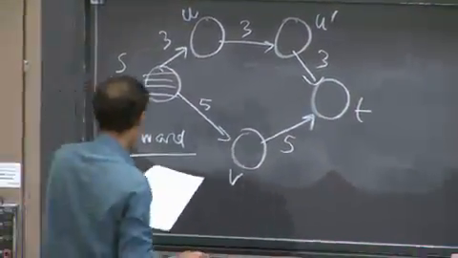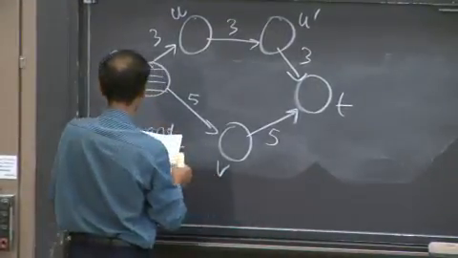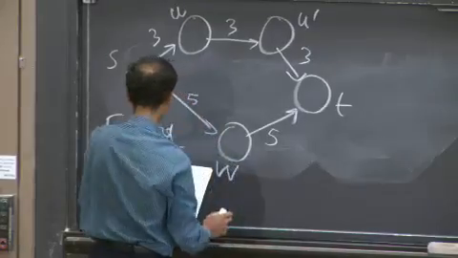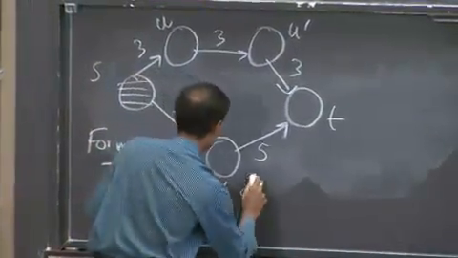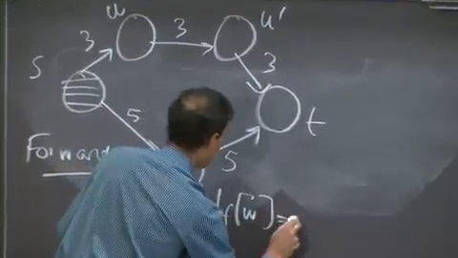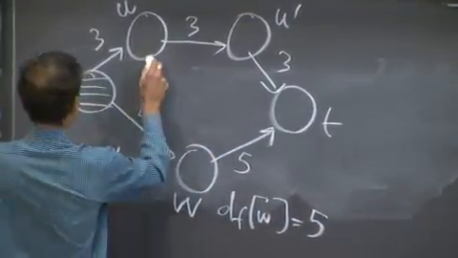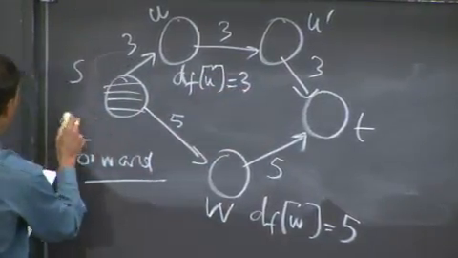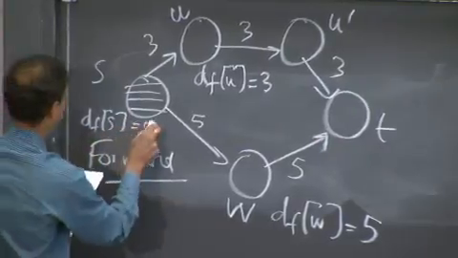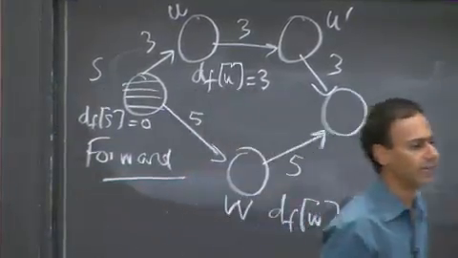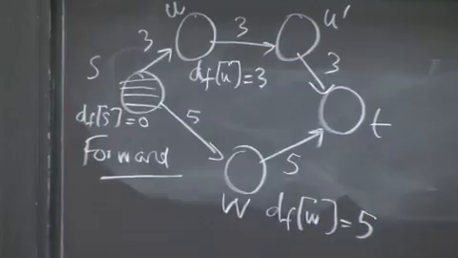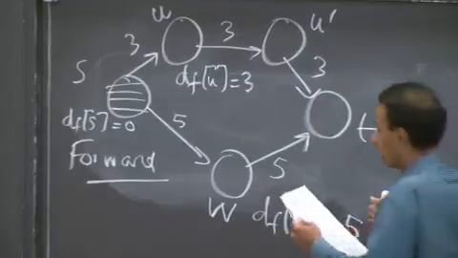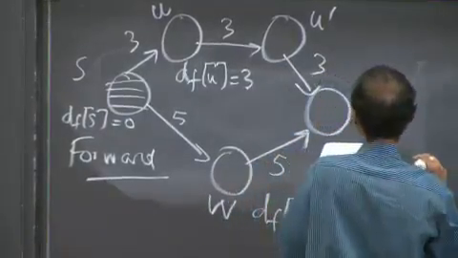Okay? So in the first step of the forward search, I'm going to be able to set, I'm sorry, this one is W, dF of W equals 5 and dF of U equals 3. And obviously, dF of S equals 0. I'm not going to bother writing the infinities. It's just going to clutter up the board. All right? So stop me if you have questions on anything I'm writing here. So that's a forward search.